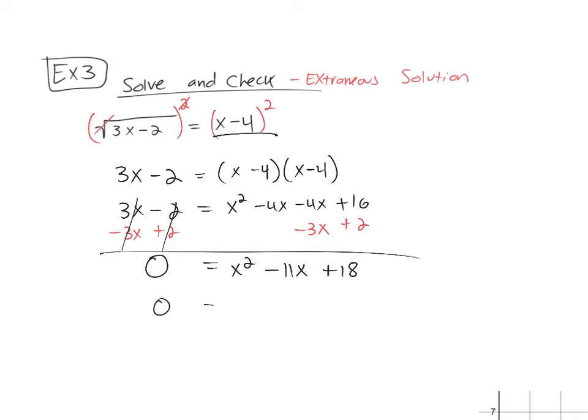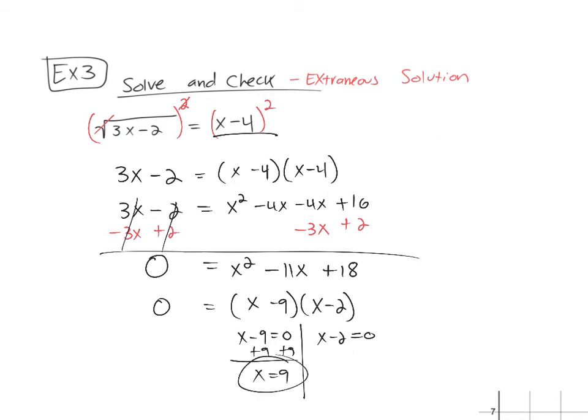So 0 equals x minus 9 times x minus 2. Using the zero product property, we know that if x minus 9 equals 0, we have a solution, or if x minus 2 equals 0, we have a solution. So add 9, x equals 9. That's one potential solution. And plus 2, x equals 2. So now we've got two solutions, and we've got to check them.